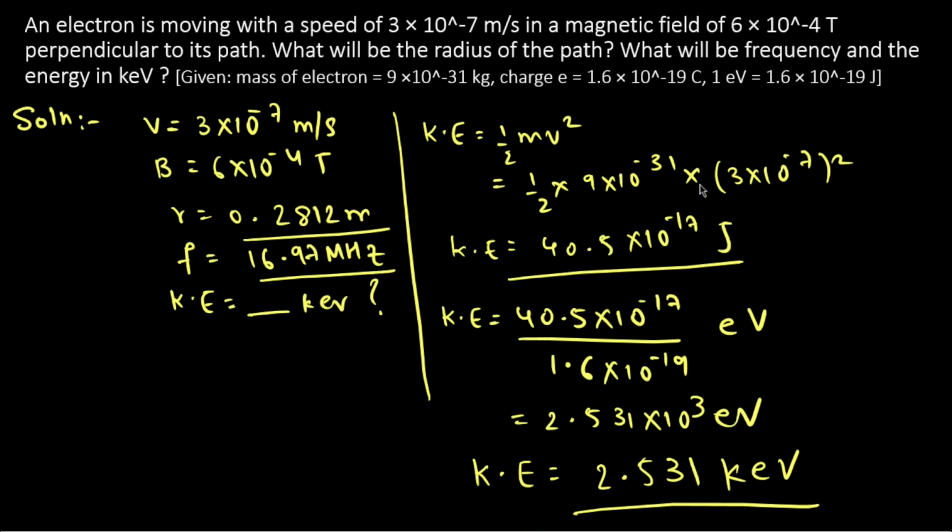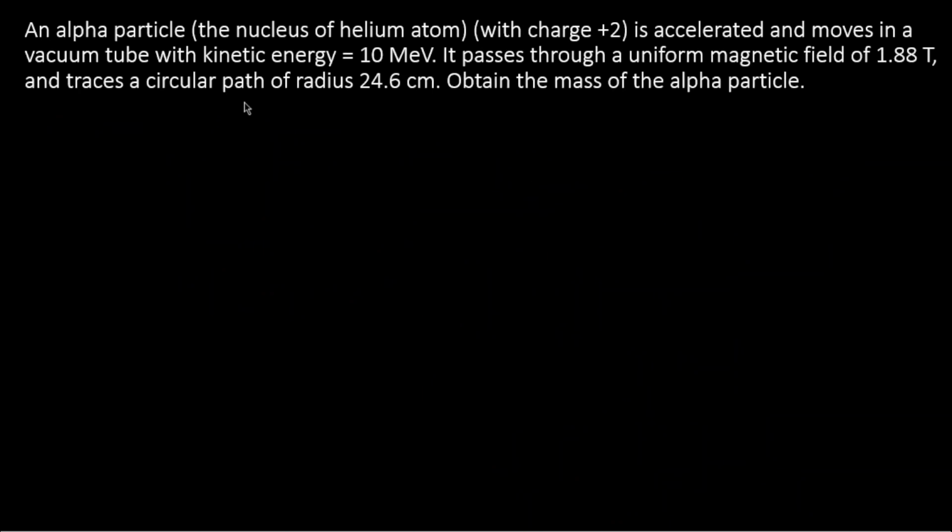Let's look at the next sum. An alpha particle, that is the nucleus of a helium atom with charge plus 2, is accelerated and moves in a vacuum tube with kinetic energy 10 mega electron volts. It passes through a uniform magnetic field of 1.88 Tesla and traces a circular path of radius 24.6 centimeter. And we need to obtain the mass of the alpha particle.